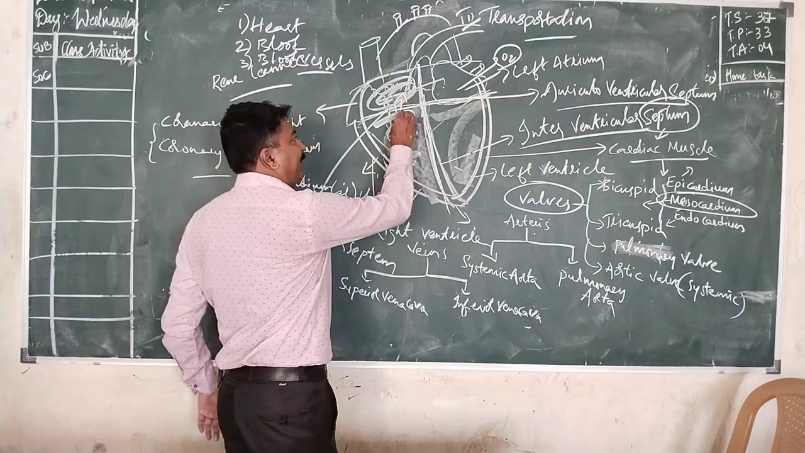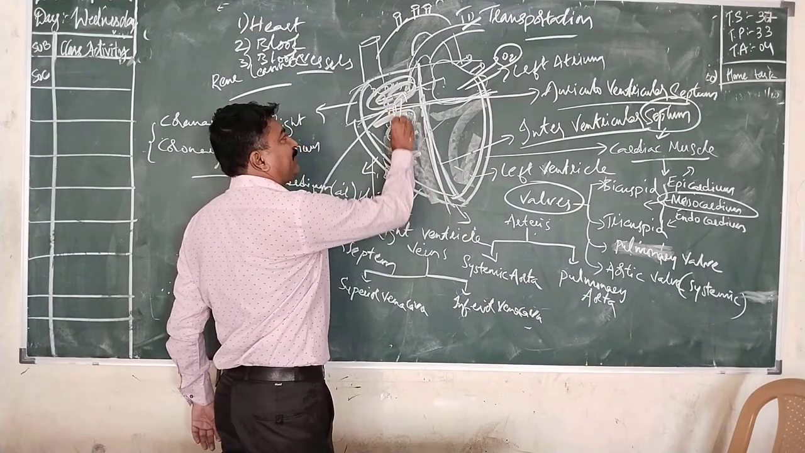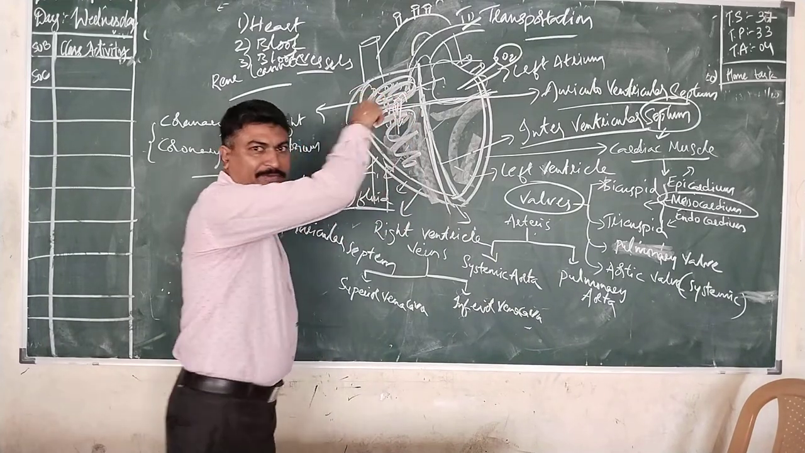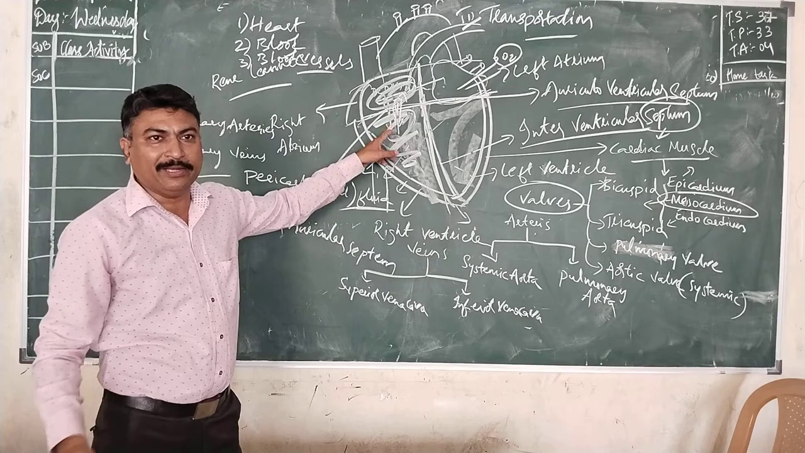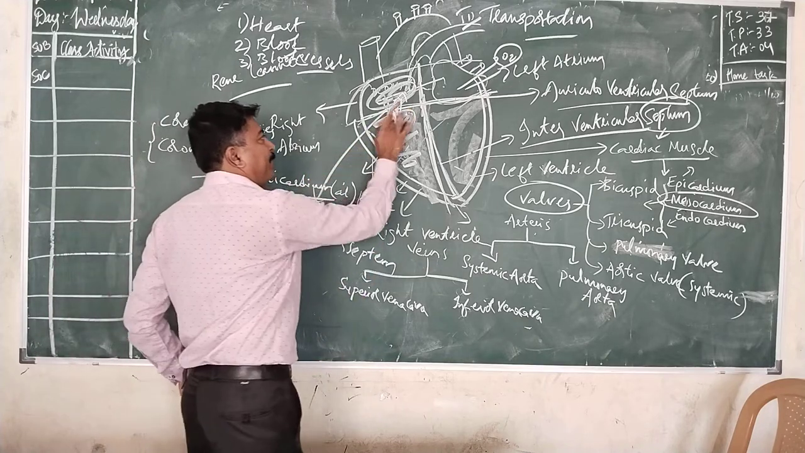Now, when the ventricle is filled with blood, there is a chance for blood to flow in the reverse direction, that is, to enter into the auricle. But it will be prevented by a valve.